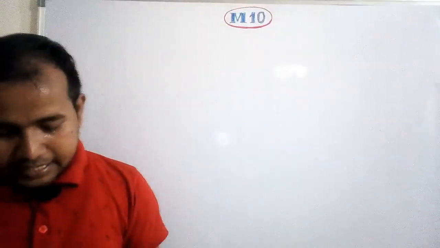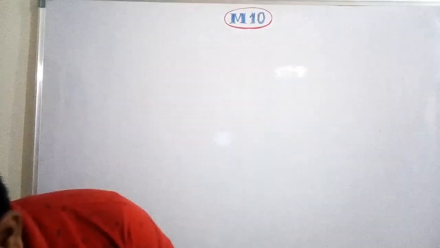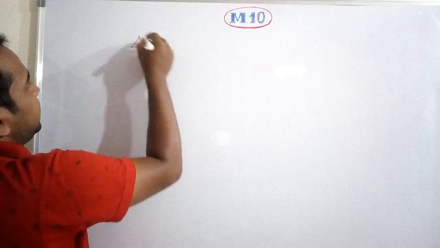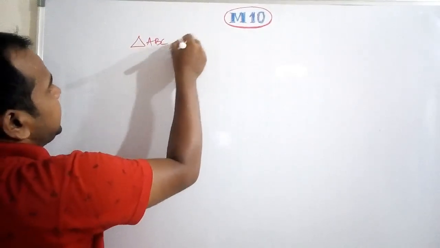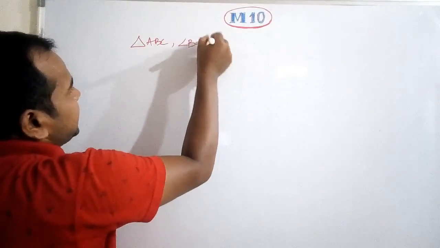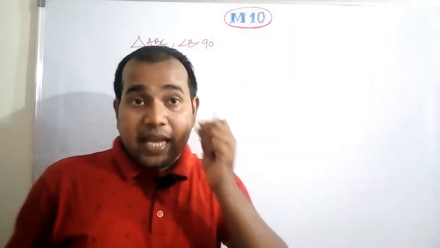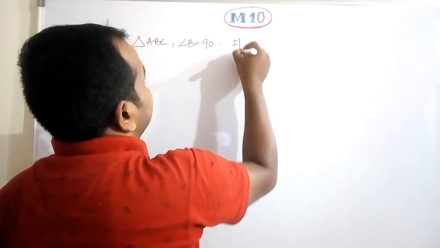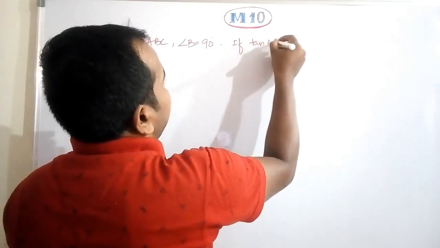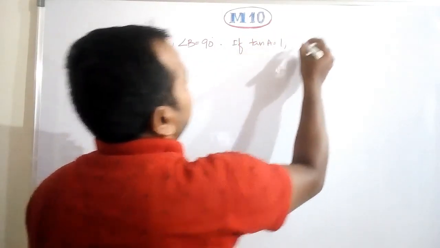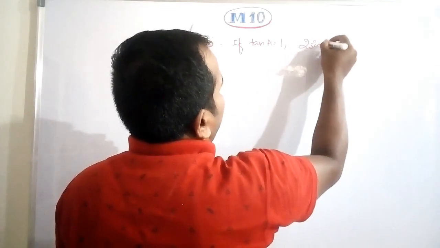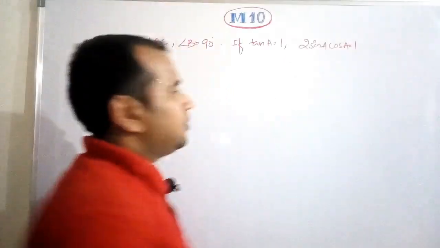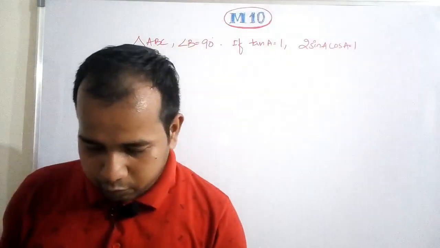Okay. Now the next question that we are going to solve is, in a triangle ABC, angle B is 90 degrees. If tan A equals 1, prove that 2 sin A cos A is equal to 1. And this is what we are going to prove.